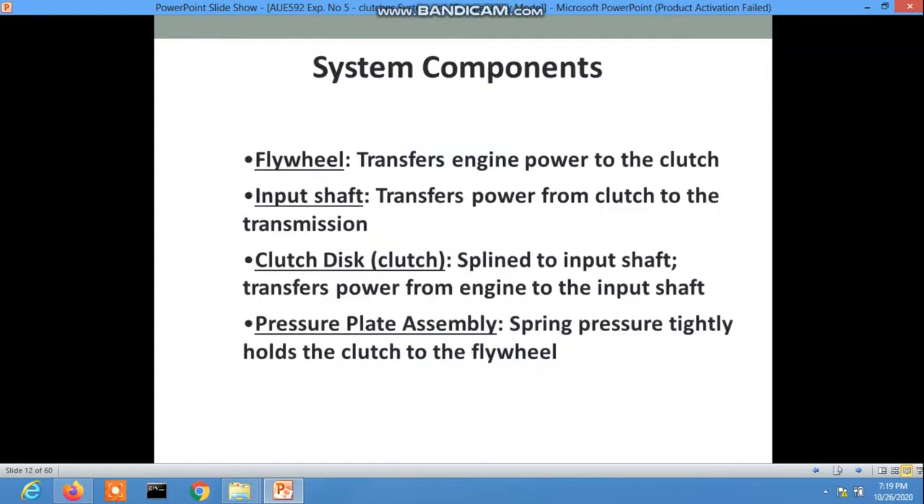The system components: the flywheel transfers engine power to the clutch. The input shaft transfers power from the clutch to the transmission. The clutch disc is splined to the input shaft and transfers power from the engine to the input shaft. The pressure plate assembly uses spring pressure to tightly hold the clutch to the flywheel.